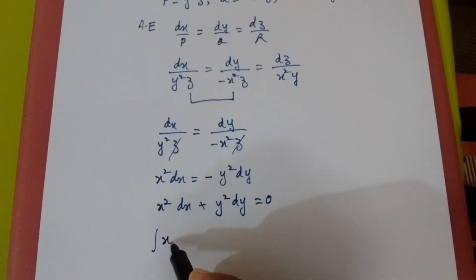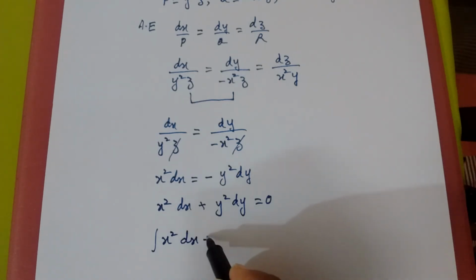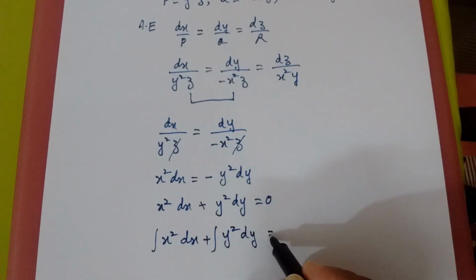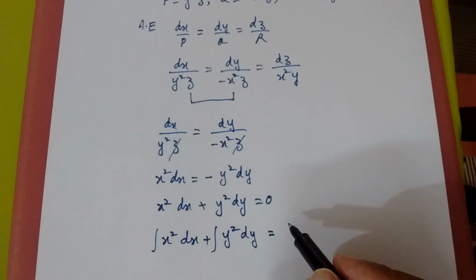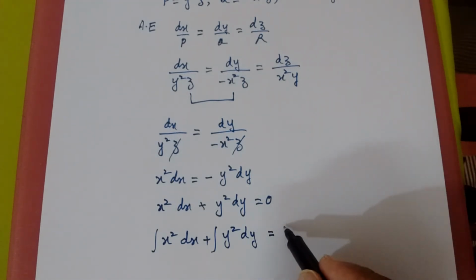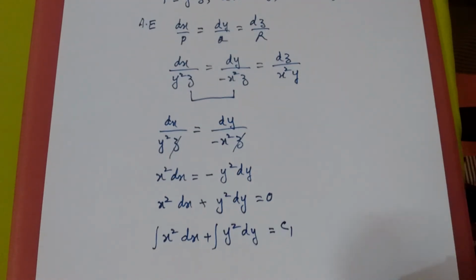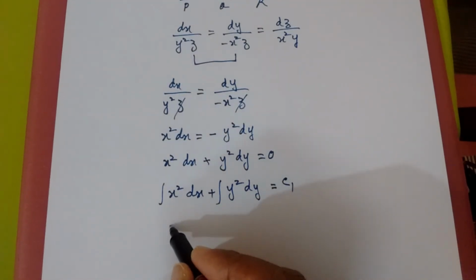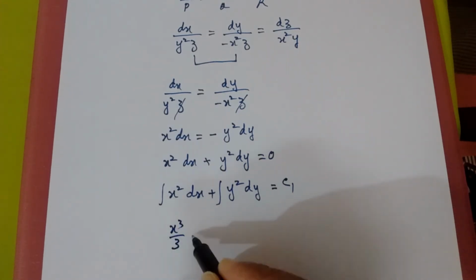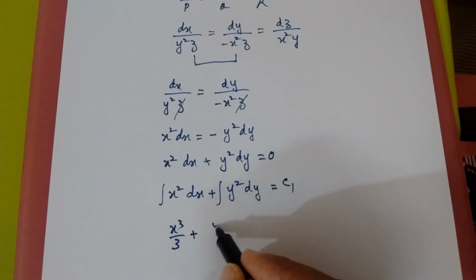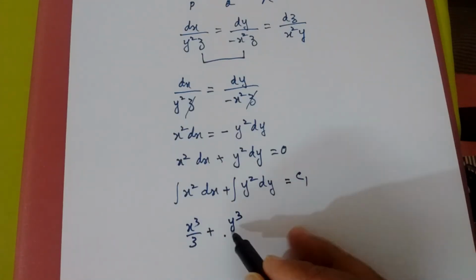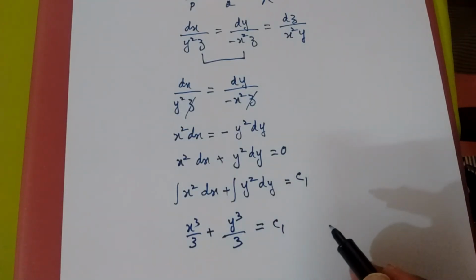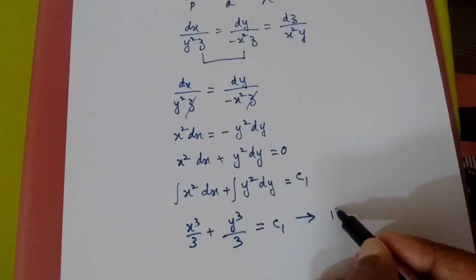So if we integrate, the integral of x² dx plus the integral of y² dy, and you need to add the constant of integration over here, let us take that as c1. The integral of x² comes out to be x³/3 plus the integral of y², which is y³/3, equals c1. So you got the first solution.